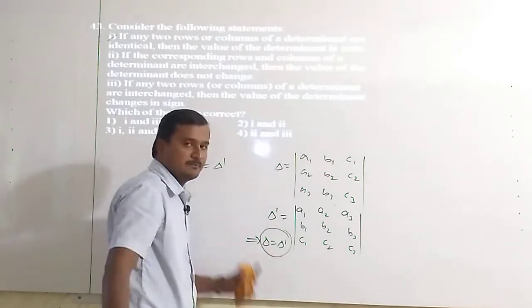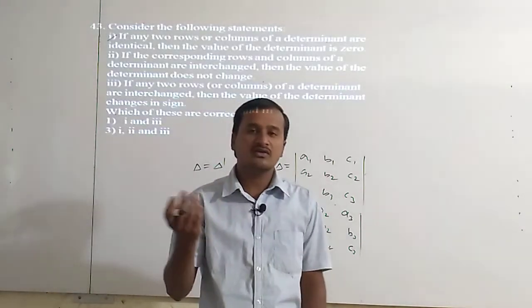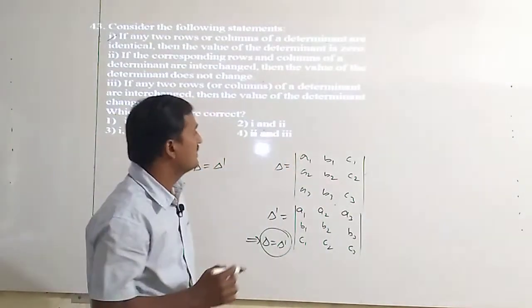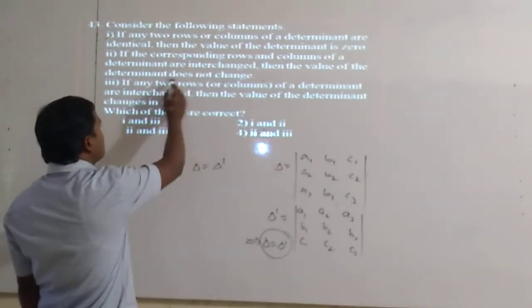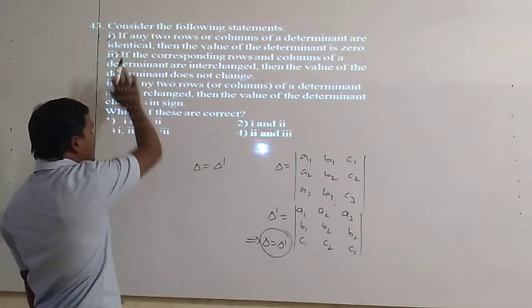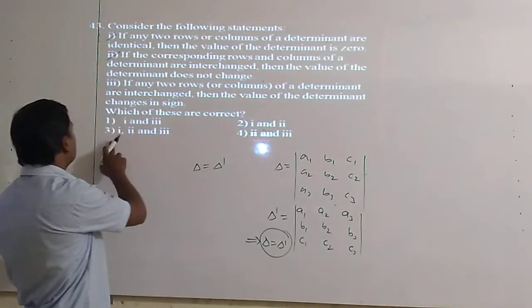So it means that in a determinant if all the rows and columns are interchanged, that is, the corresponding elements are interchanged, then the value of the determinant does not change. So the second statement is also correct. We'll go for the third one.